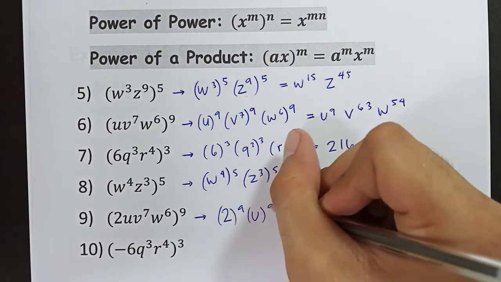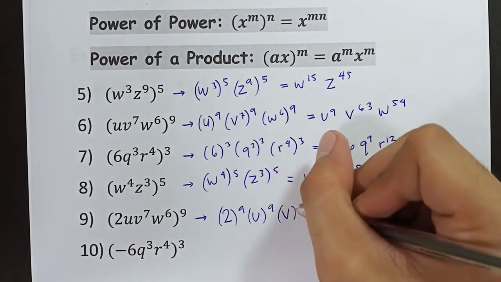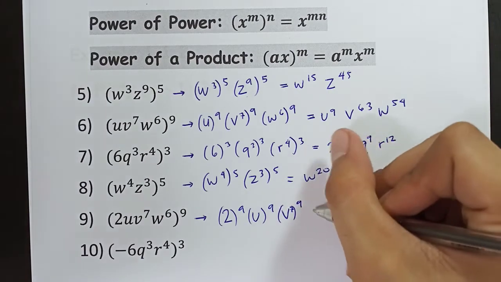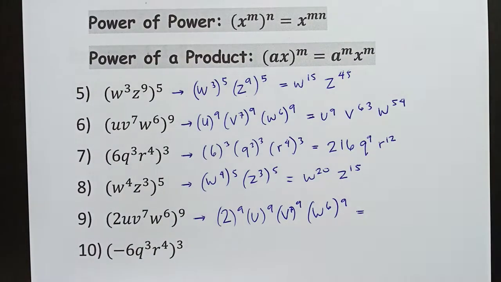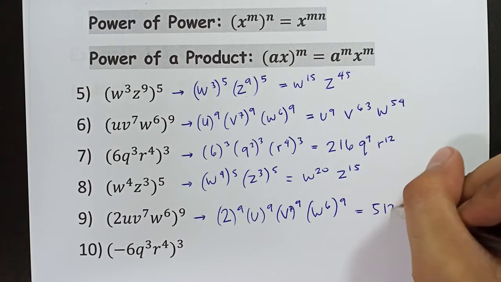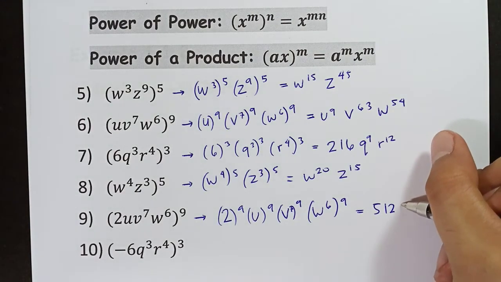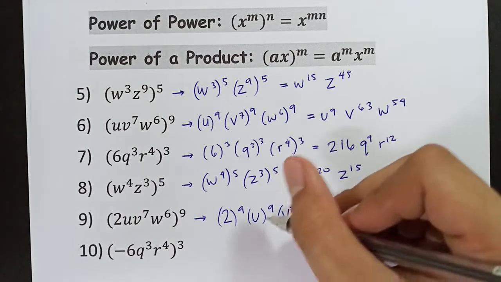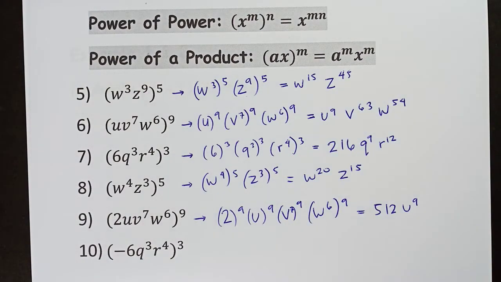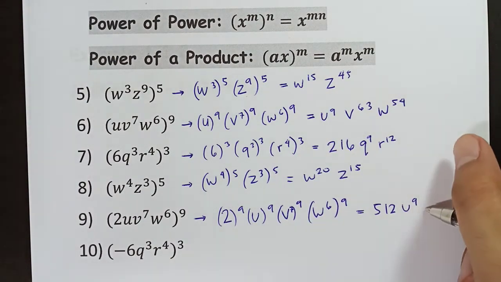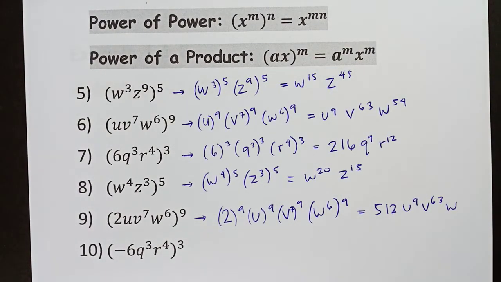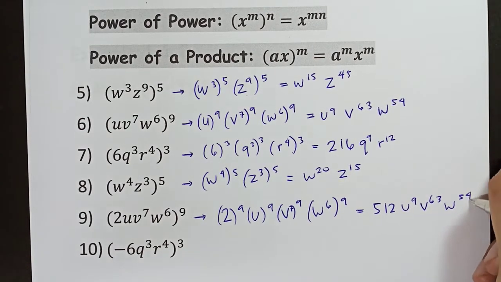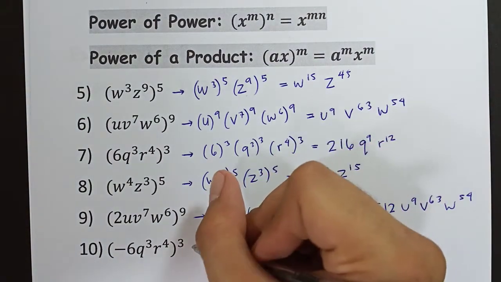Next, 9 na naman. 2 raised to 9. U raised to 9. V raised to 7 raised to 9. W 6 raised to 9. So 2 raised to 9 is 512. And U raised to 9, copy lang. 7 times 9 is 63. Then W 6 times 9 is 54. So that is the answer for number 9.